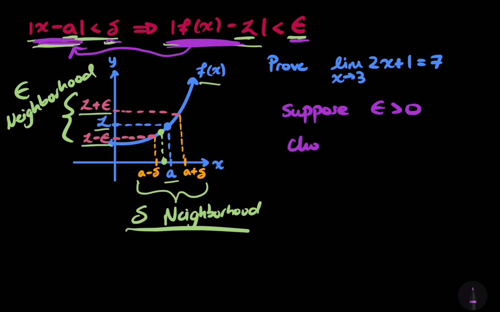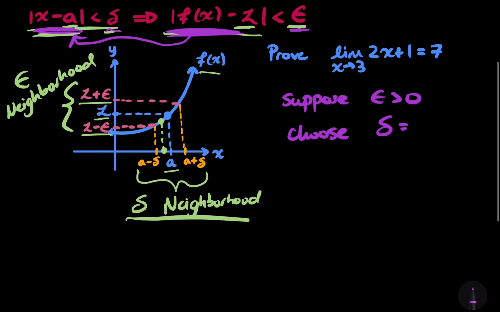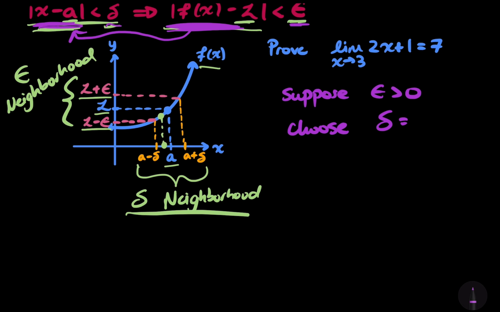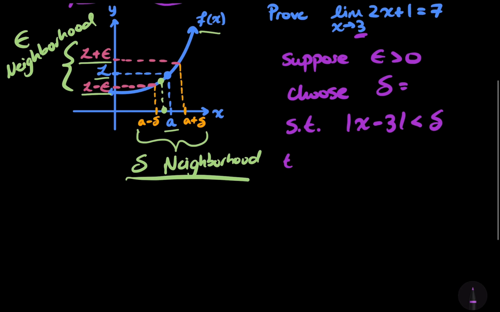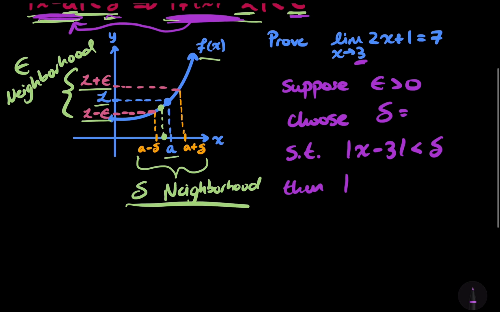Then we're going to choose some delta, and we don't really know what this delta is going to be equal to, so I'm just going to say delta equals blank, because we don't know it just yet, and we're going to try to find that delta in a moment, such that whenever the distance between x and a, and in this case our a value is 3, so whenever the absolute value of x minus 3 is less than delta, then the distance between our function, which is 2x plus 1, and our limit value, which is 7, so 2x plus 1 minus 7, is less than epsilon.